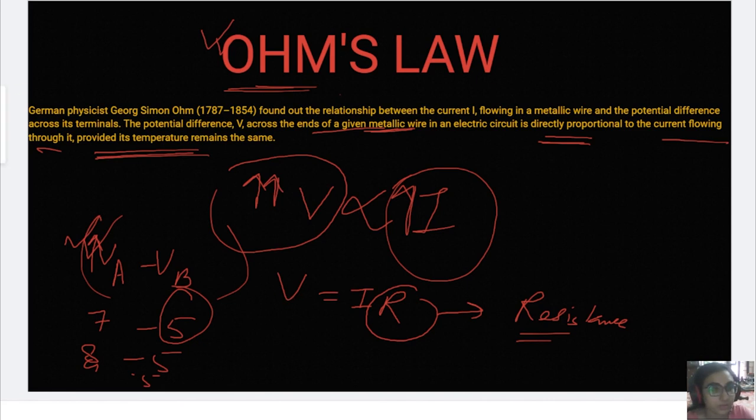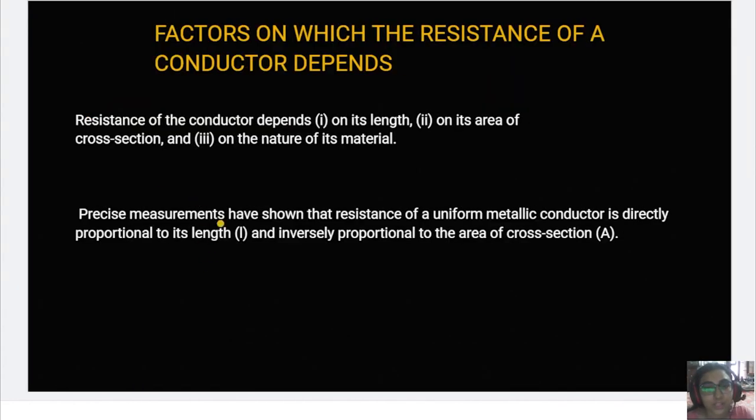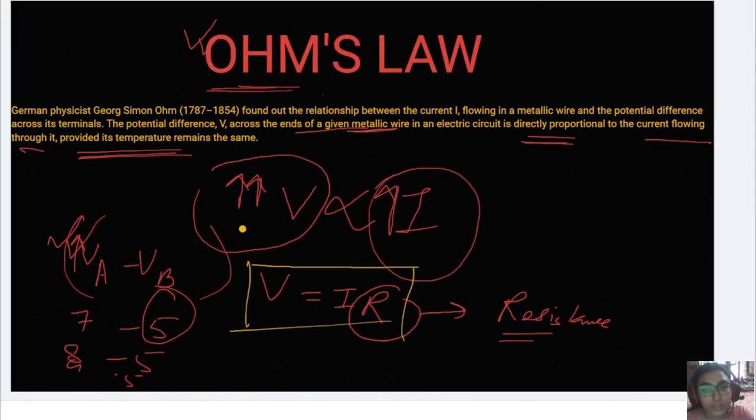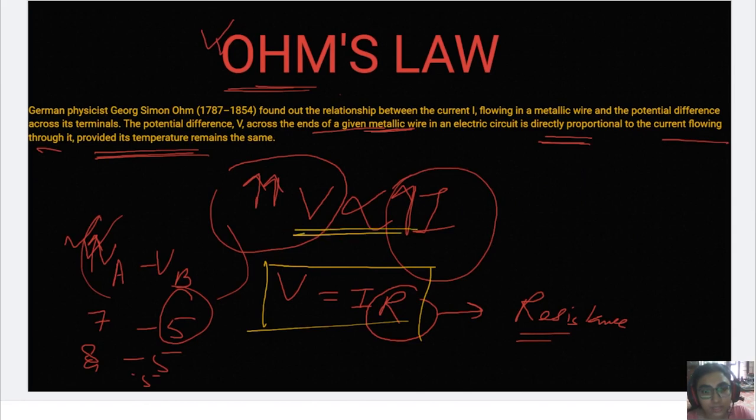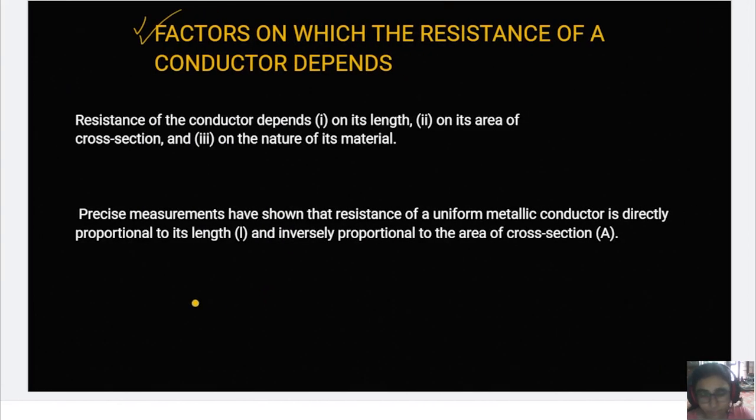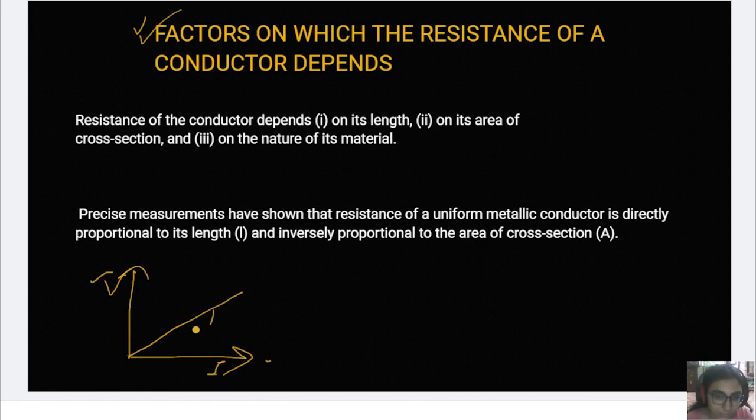Okay, so this is the thing. Before going on to the factors, since you know that it is a proportionate statement, I think by now you know how to represent two things which are proportional to each other in the form of a graph. It's nothing but a straight slanting line, and this is the V, this is the I. So what will be the slope here?